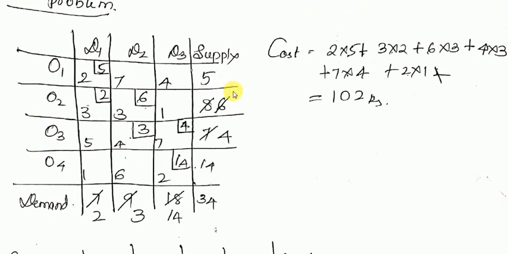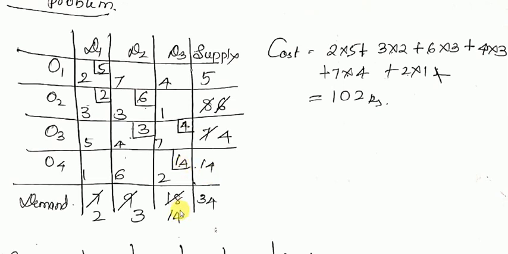This row is completely eliminated. Then go for these two. Here 7 is there and 3 is there. 3 is allocated for 4. 7 minus 3 is equal to 4. So this complete column is eliminated. Now 14 and 4, 18 is there. 4 is allocated for 7. 14 is allocated for 2.